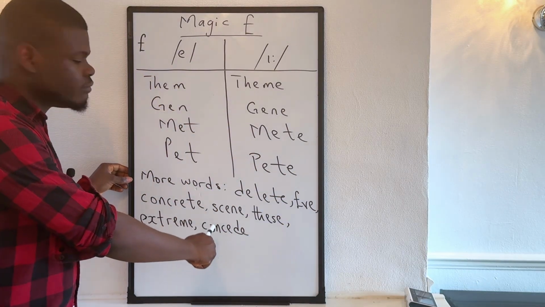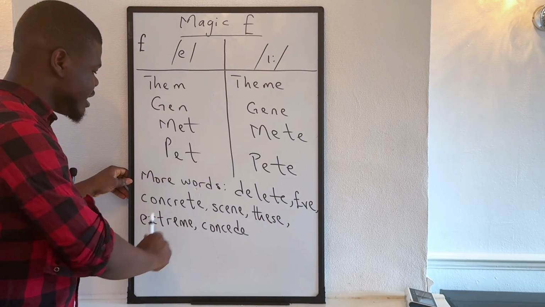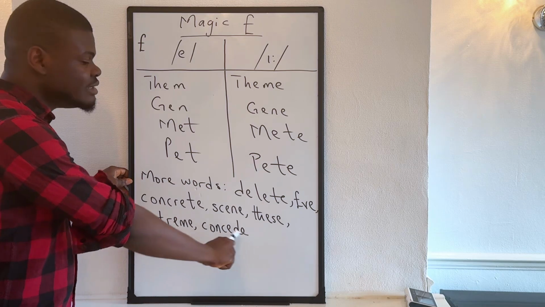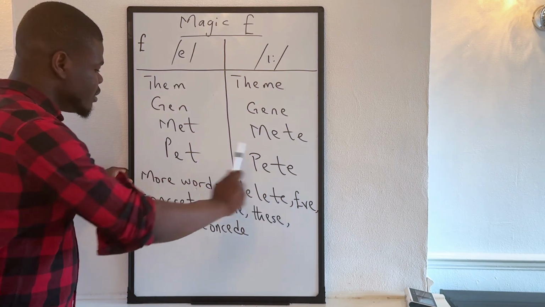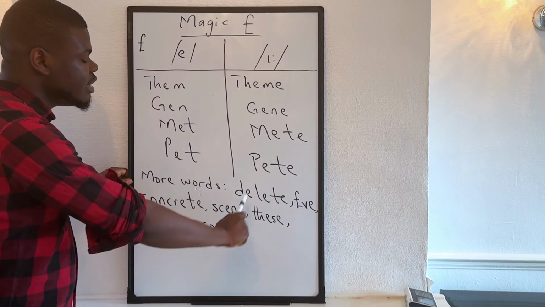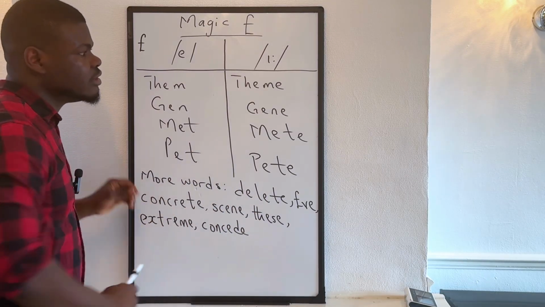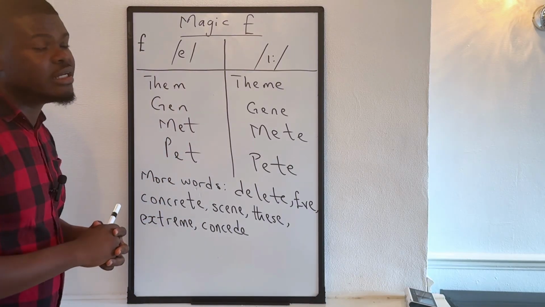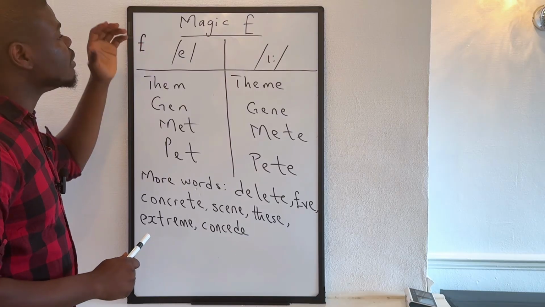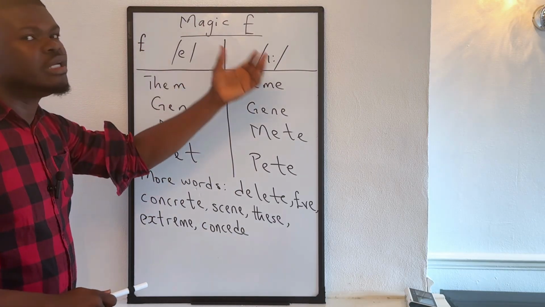Concrete, these, extreme, concede. Yeah, I'll say it again. Delete, Eve, concrete, these, extreme, and concede. So that's the magic E with the letter E. Yeah. So letter E would normally sound short, but when you add the magic E, it changes to the long E.